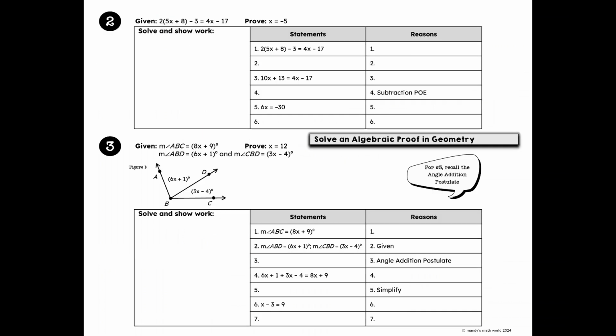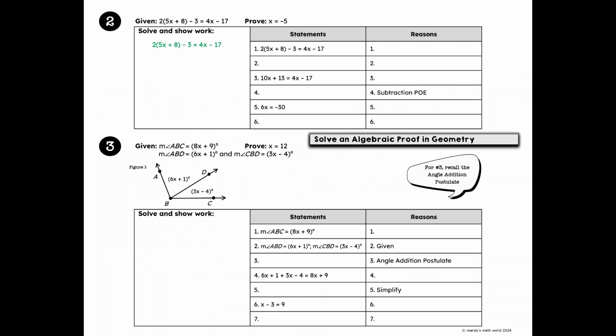Example number 2. I've got a more difficult algebraic equation. Let's solve it. Okay, I'm going to write that down here. Solve and show your work. You can pause this video at any time. So 2 times 5x plus 8 minus 3 equals 4x minus 17.